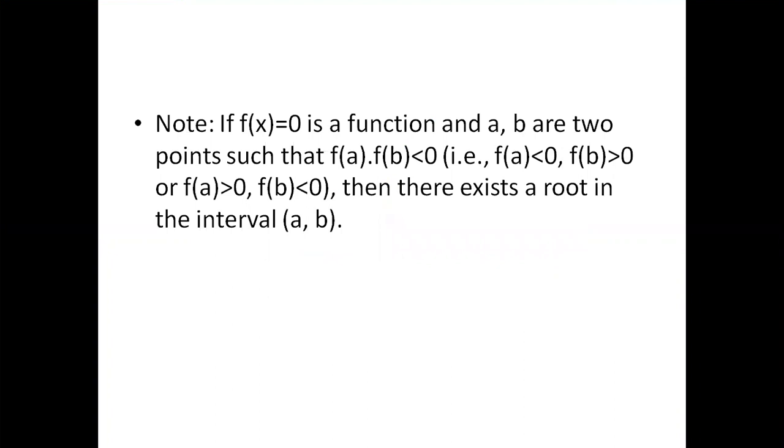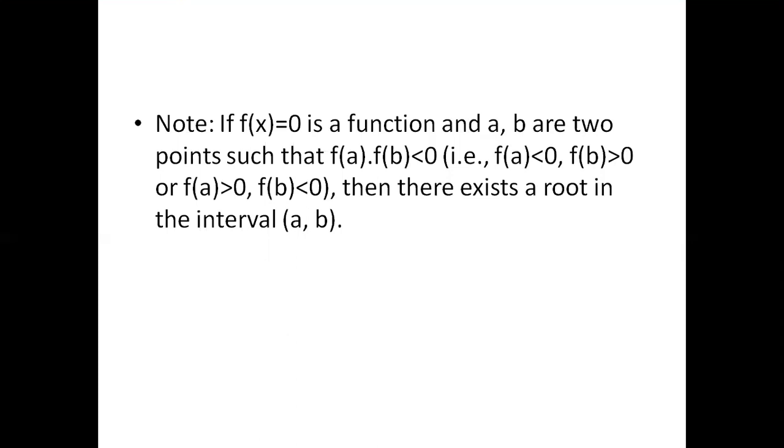There is a fundamental statement: if f of x equals 0 is a function and a, b are 2 points such that f of a into f of b is less than 0, that is, it may be f of a less than 0, f of b greater than 0, or f of a greater than 0, f of b less than 0, then there exists a root in the interval a comma b.